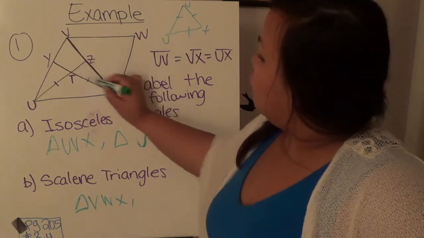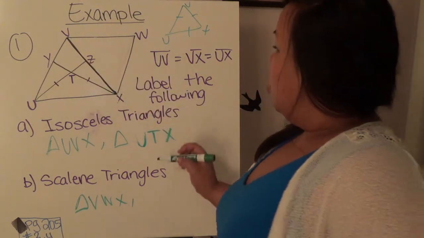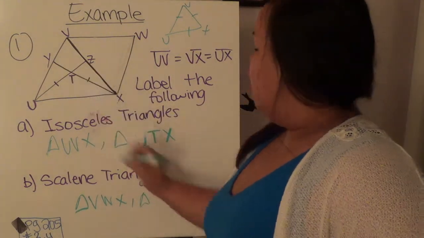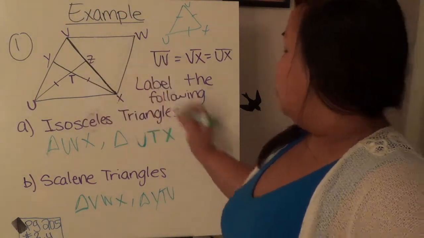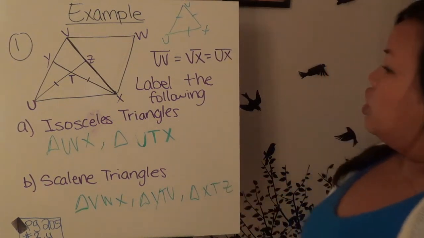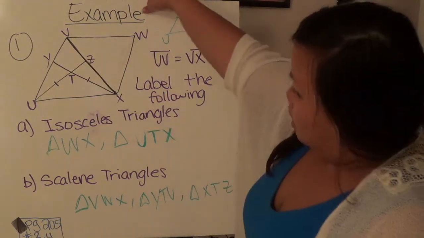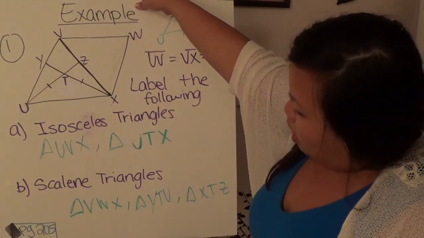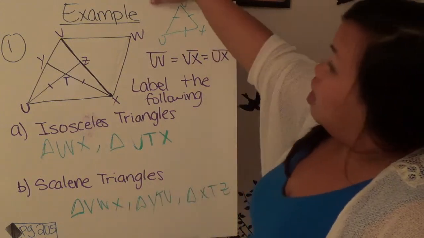We also have these triangles right here. 1, 2, 3. Oh, sorry, yeah. 1, 2. So we know that triangle YTU, and we also know that triangle XTZ. And those are scalene because none of the sides are equal to each other. Okay? Our last example. Oh, don't forget to go ahead and write this down, pause it and write it down, but also do page 205, number 3 and 4.